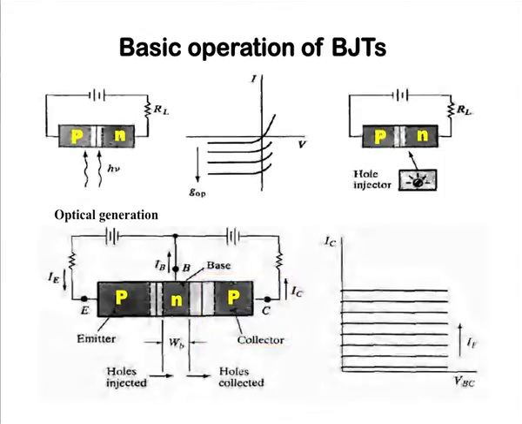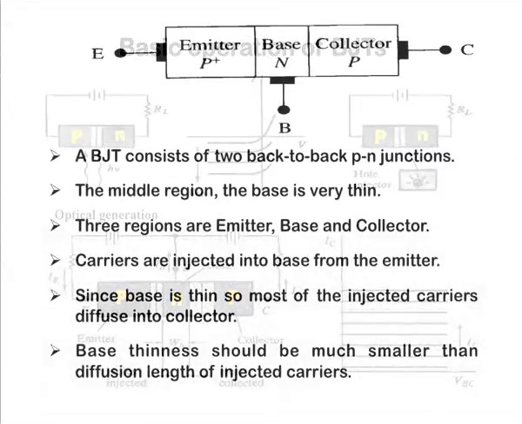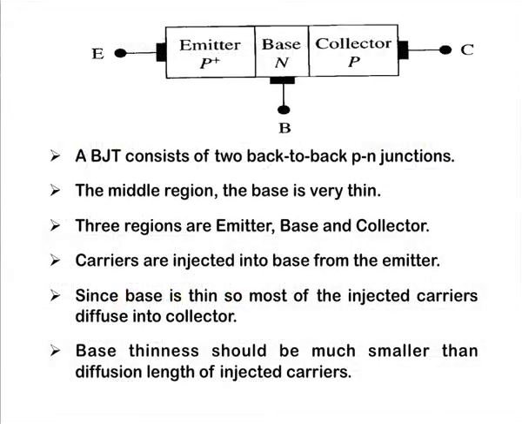The transistor has three layers and two junctions, one a P plus N junction and the other an NP junction, and the middle region is very thin. So injected carriers can easily move through this region and reach the collector. These three regions are called emitter, base and collector, and the width of the base region should be very small, smaller than the diffusion length of the injected carriers.